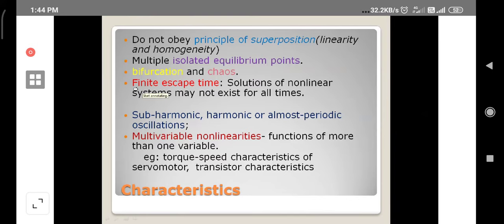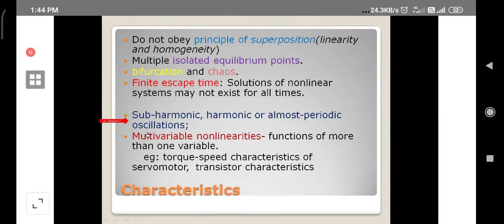And then subharmonic, harmonic, or almost periodic oscillations are possible here. Because when we give a sinusoidal input to the nonlinear system, we can see a lot of harmonics and subharmonics are present, and aperiodic type of oscillations will be present in the output. So that is actually a characteristic.